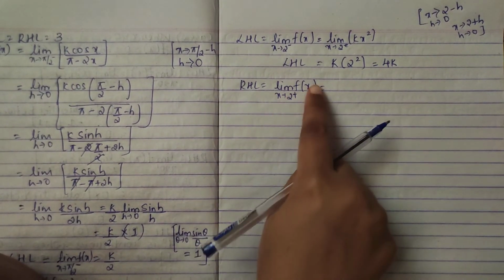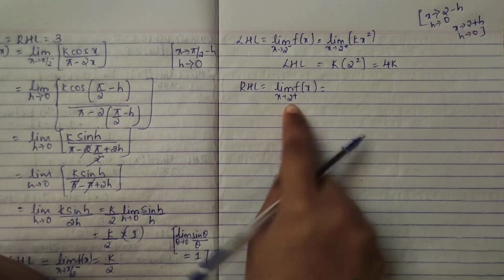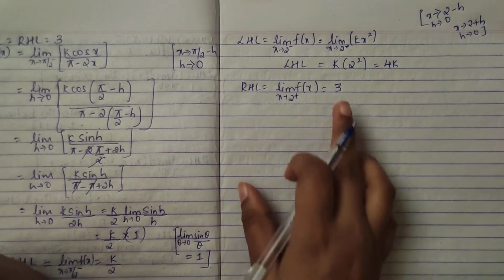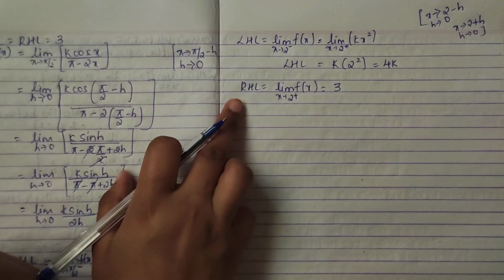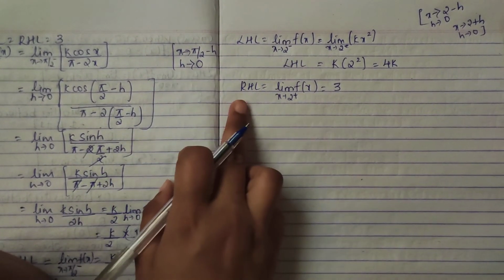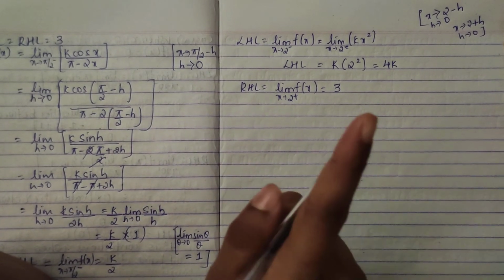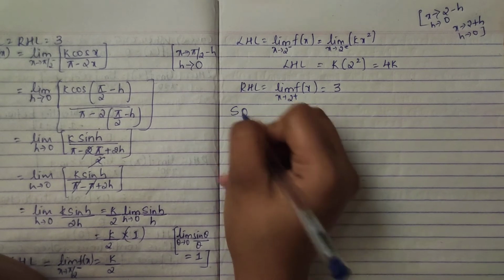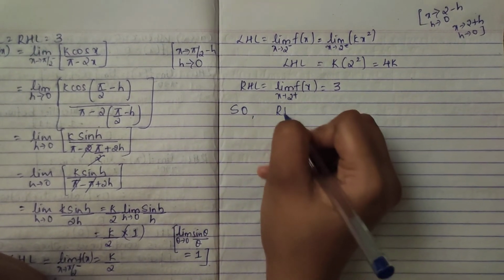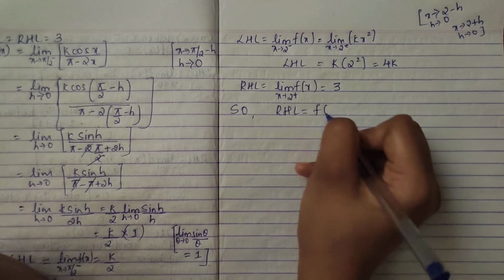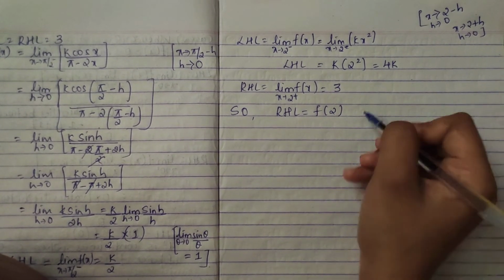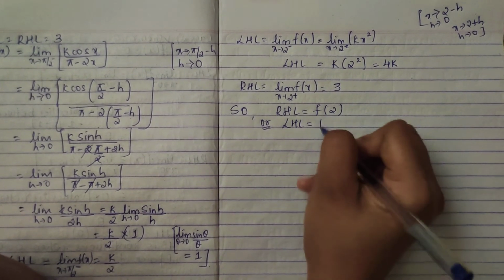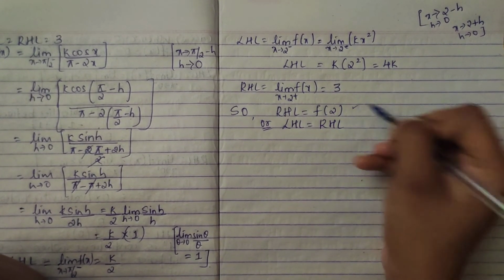So RHL, limit f of x as x tends to 2 plus, your f of x is 3 itself. So this your RHL is 3. So either I can equate LHL and RHL, or f of 2 and RHL, because we have to find our k value. So either with this or with that. So I'll equate RHL is equal to f of 2, or LHL equal to RHL, either this or this.